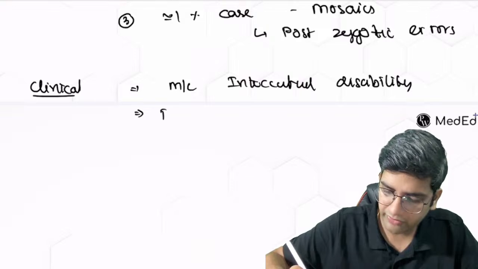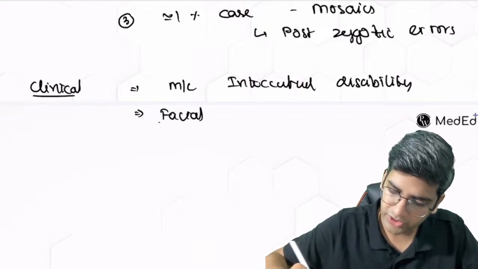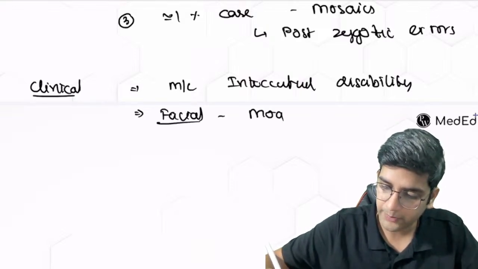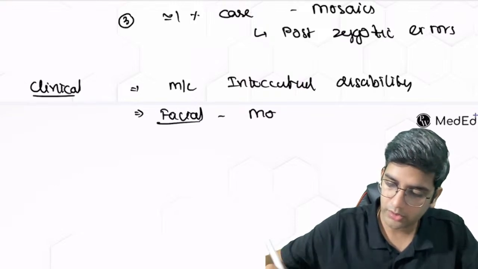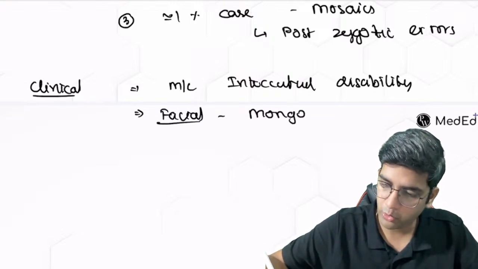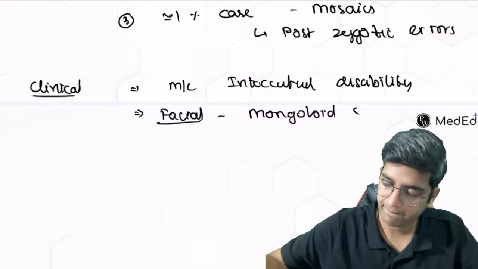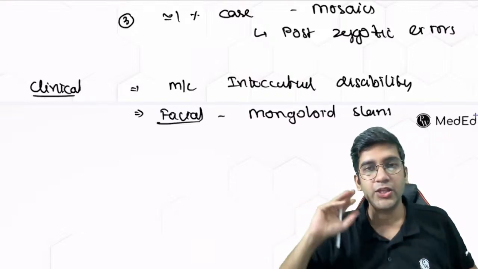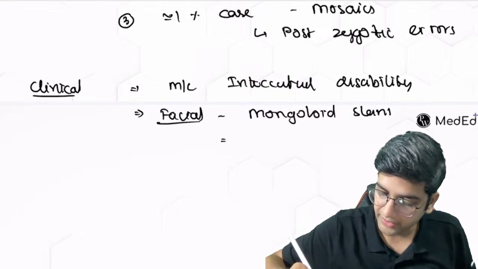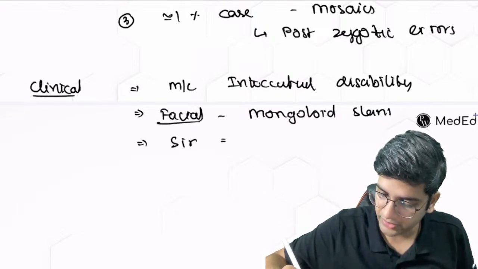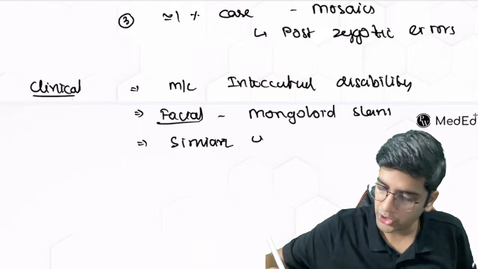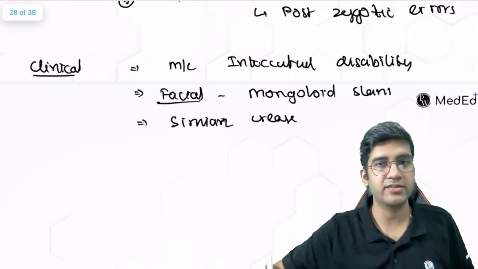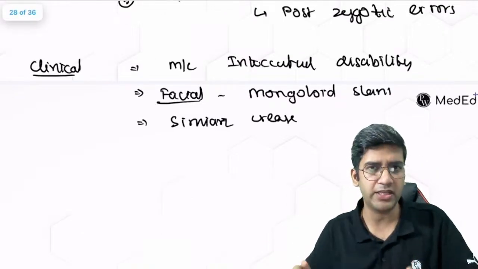So you can have facial features. The facial features, the mongoloid slant. Okay, that's an important finding. It's mongoloid. It's a very classical finding, right? You have a unique finding in the skin, the simian crease. I'm sure you know what the simian crease is. These are classical findings. Maybe seen in Downs, maybe seen in other people as well, right?